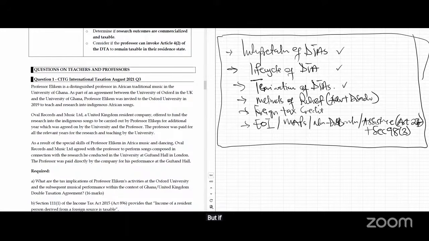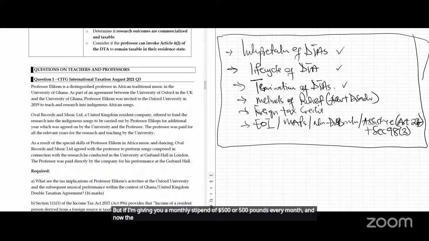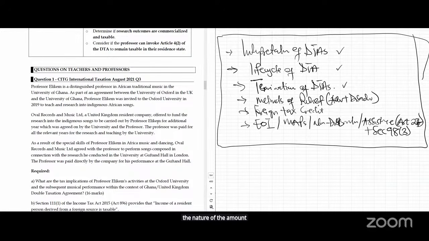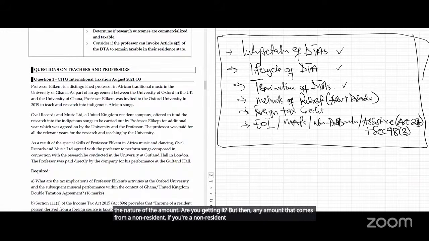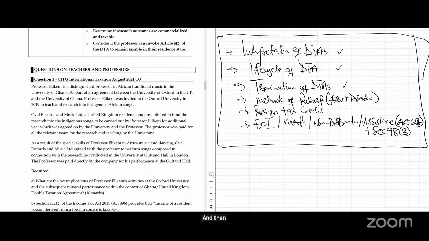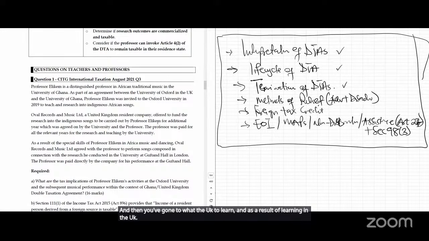But if I'm giving you a monthly stipend of $500 or £500 every month, and now the monthly stipend, I didn't inform the tax authorities, and I now make it, let's say, £10,000, that's huge money. The tax authorities will consider the nature of the amount. Are you getting it? But then, any amount that comes from a non-resident, if you're a resident of, let's say, Ghana, and you've gone to the UK to learn, and as a result of learning in the UK, they send you some money to maintain yourself, they are all exempt. But if you are engaged in employment there or business there, it will be taxed in those corresponding articles.